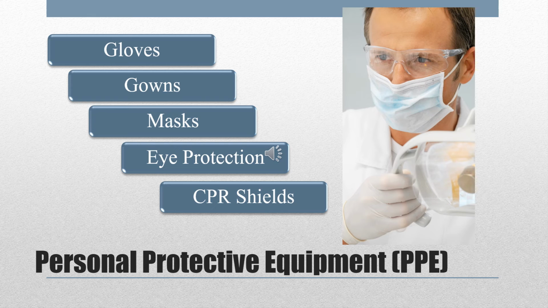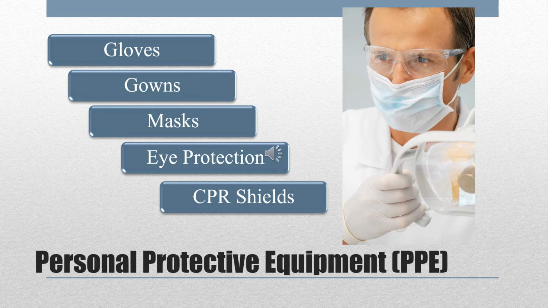Eye protection. If there's a risk of exposure to blood or other potential infectious material, splashing or splattering onto mucous membranes, the eyes should be protected. This can be accomplished by a face shield, a face mask, or safety glasses. Normal prescription eyewear is not sufficient protection.